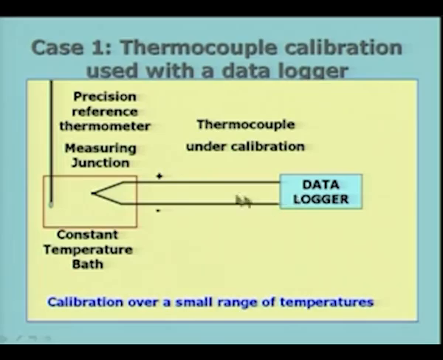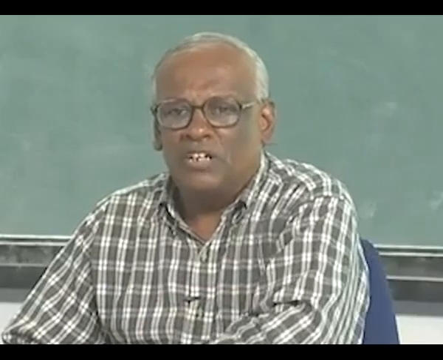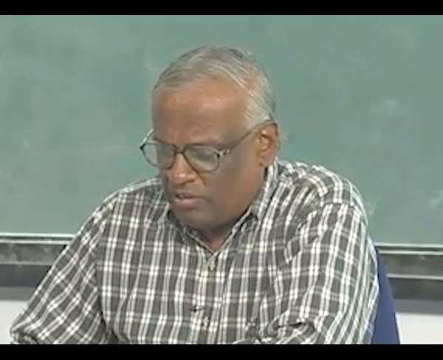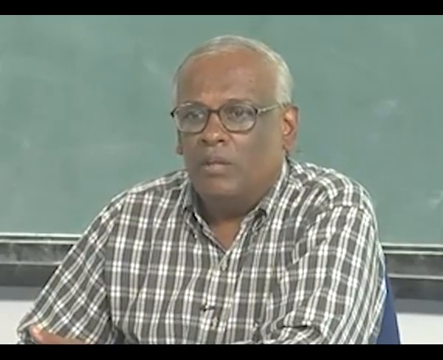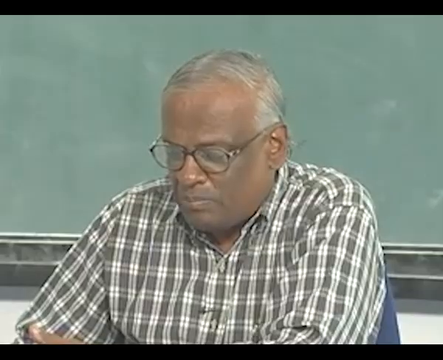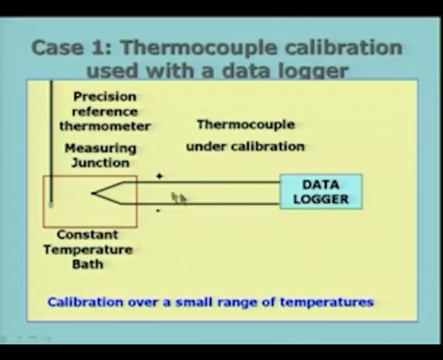So, it is just like a conversion factor, a conversion from one value here, a voltage value, which of course will be in microvolts or maybe in millivolts, that will be compared to and assigned a particular value on the precision reference thermometer. This particular way of calibrating a thermocouple is actually valid for small ranges. It is okay to do this one. So, that is why I have written here calibration over a small range of temperatures.